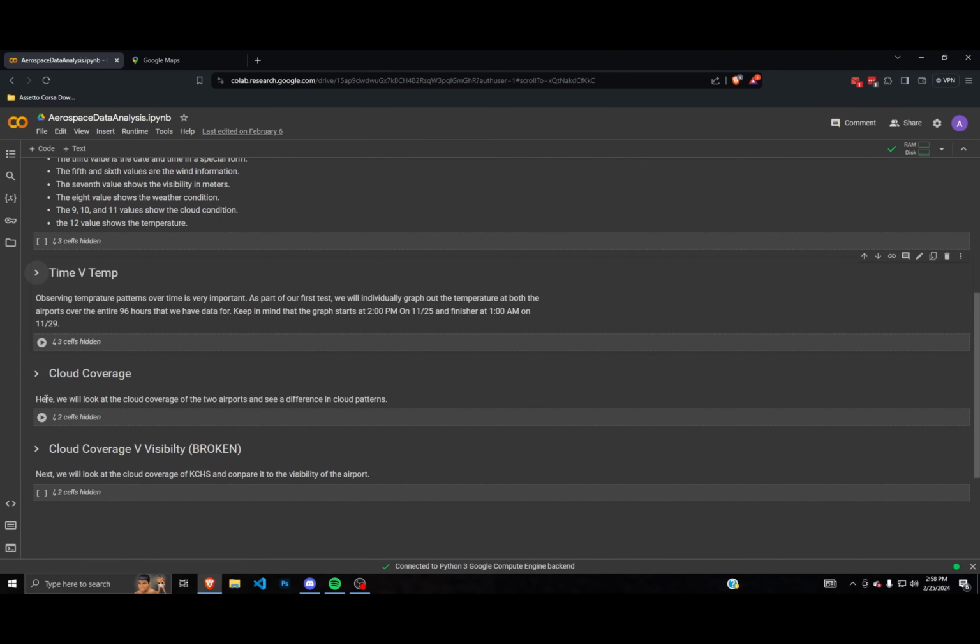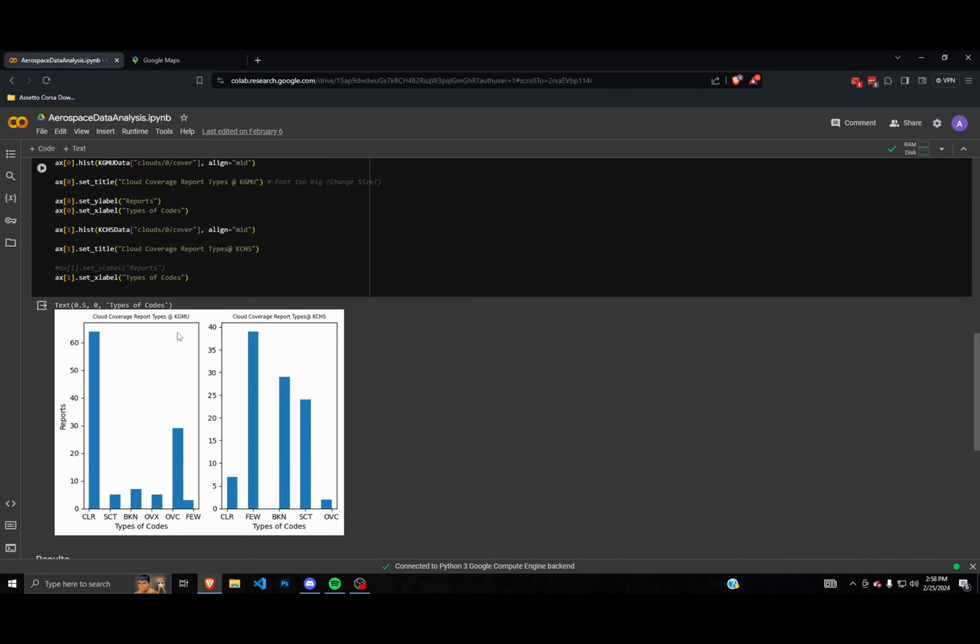So next, we're looking at cloud coverage of these two airports. And how I did these was I looked at the different types of codes, and I looked at how many they were. So I kind of looked at the diversity of reports at the airport. And here's what I noticed. When we look at Greenville's airport, KGMU, you'll notice that there's well above 60 reports of clear skies. And there's a couple, 30, of overcast, but that was just because during the time that I took this, we were having some bad rain a couple of times, but it wasn't too often.